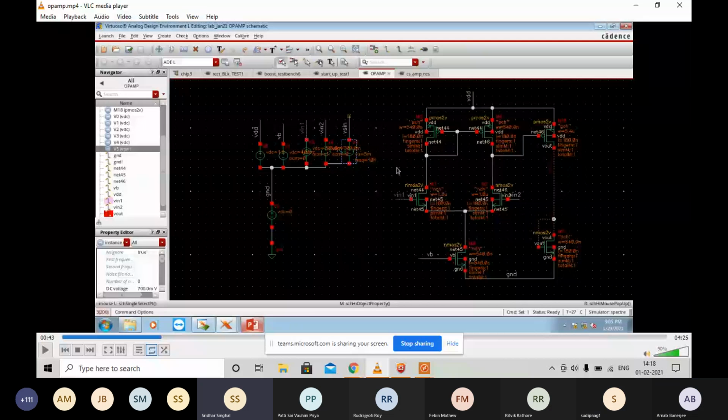What does this dotted line mean in between the NMOS load and the PMOS amplifier? What dotted line? I don't understand. Sir, the second stage. This one.